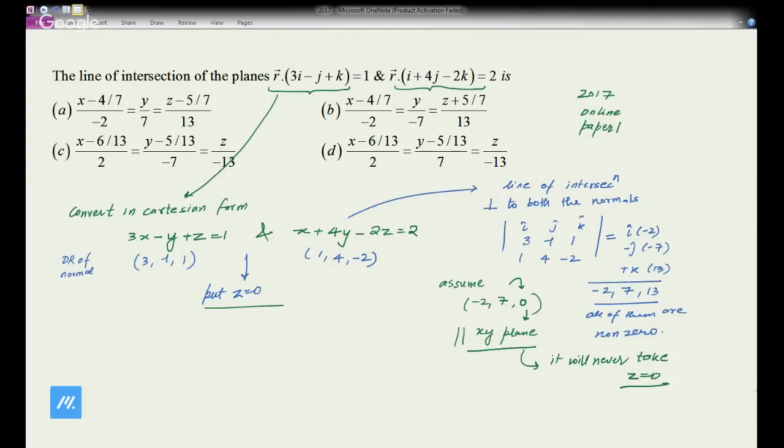Okay, so that is the reason you have to first of all immediately check what are the DRs of the line, and if they are non-zero, then it's not a problem, right? So now you can easily put z equal to 0 and try and solve, right? This becomes equal to 1, and this becomes x plus 4y is equal to 2. You just need to solve. Also notice that options A, B, C, D all match with -2, 7, and 13 as your DRs. So either DRs will be -2, 7, 13, or DRs could be -2, -7, -13.